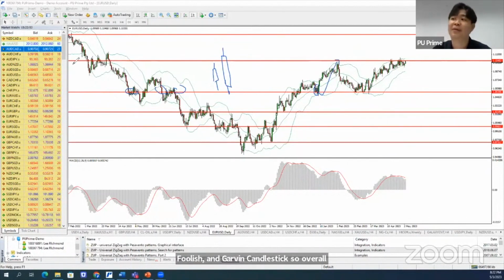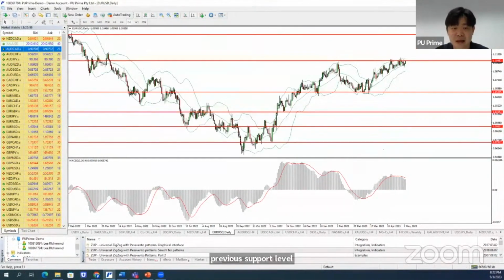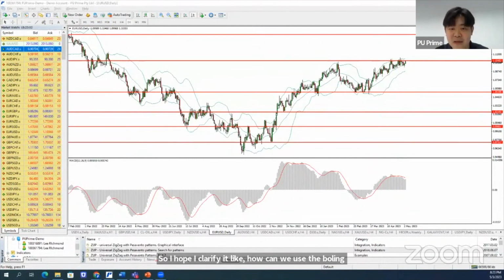So how can we set our TP? Maybe you can focus back on the previous support level. So I hope I clarified how we can use the Bollinger Band. If I'm too fast, you can also let me know on the chat box. Thank you for all your support.